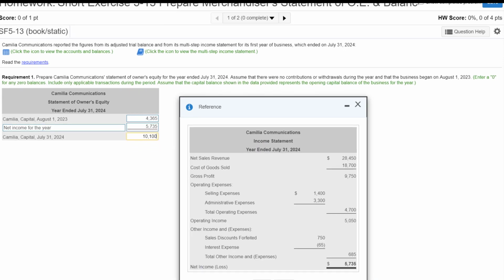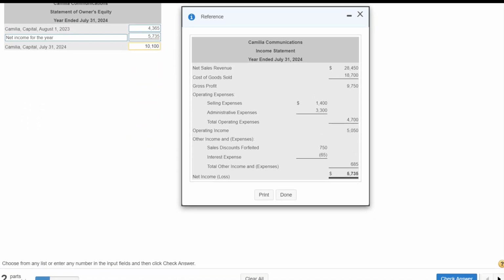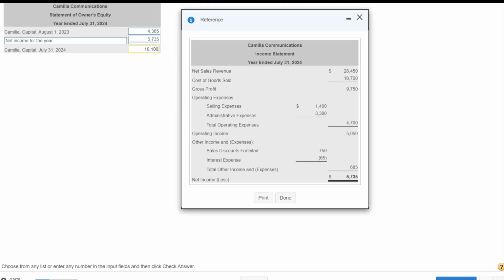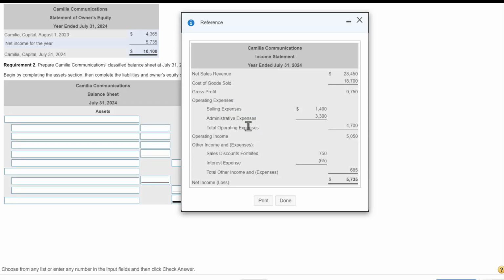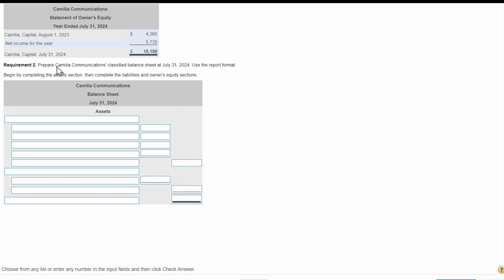Let me move this up. Check my answer. Nice work. Now we get to work on the balance sheet. We don't need the income statement anymore. Prepare Camellia Communications' classified balance sheet. Classified means you break up the assets into current assets and then long-term assets, also called property, plant, and equipment. Liabilities would be split between current liabilities and long-term liabilities.